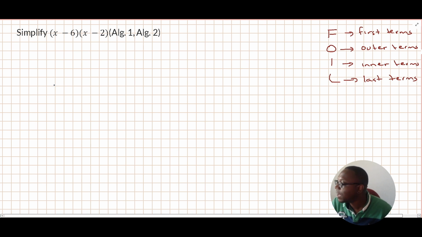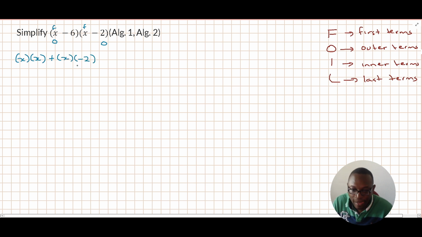So our first terms are x and x. So this is first right here. x and x are our first terms. So x multiplied by x. Now the outer terms are going to be right here: x and negative 2. This is positive x and then negative 2.